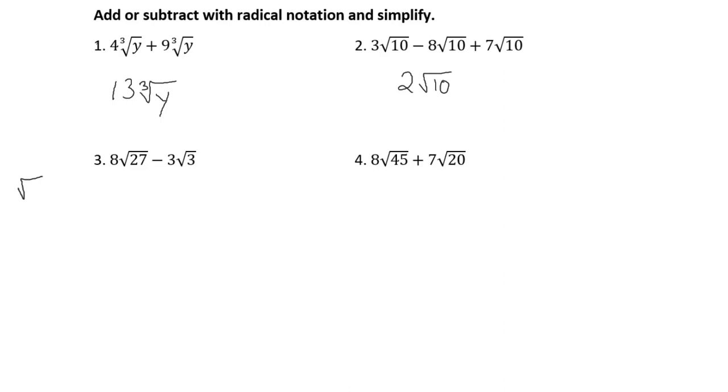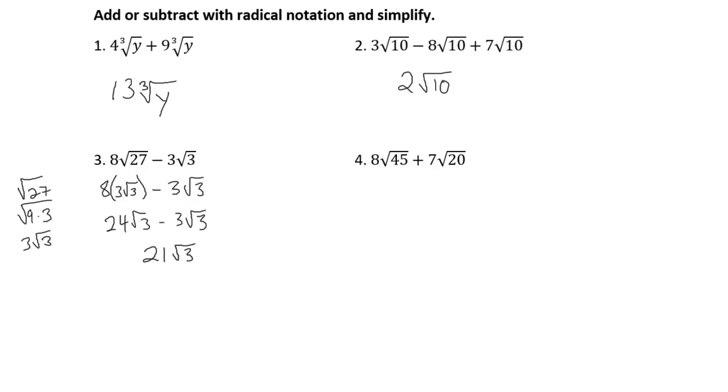But we know the square root of 27 is 9 times 3, so that becomes 3 root 3. So we can rewrite this as 8 times 3 root 3. And then 8 times 3 is 24 root 3 minus 3 root 3. And so that gives us 21 root 3.